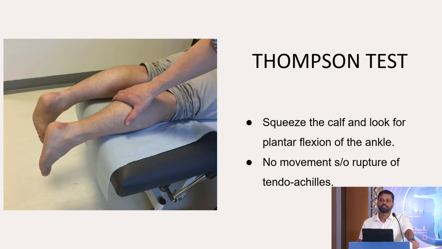Third will be the Thompson test, which we use if you are suspecting a tendo-Achilles rupture. Just palpate whether any defect is there or not, and compress the calf. Normally we can see plantar flexion of the foot. If there is a complete rupture, the plantar flexion will be absent.